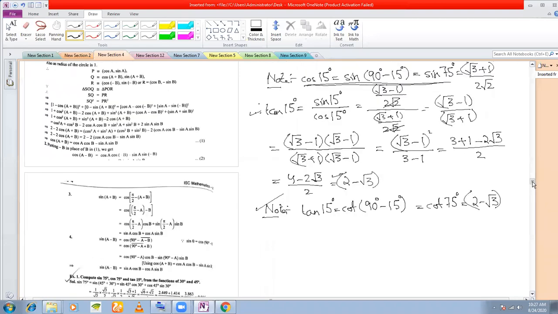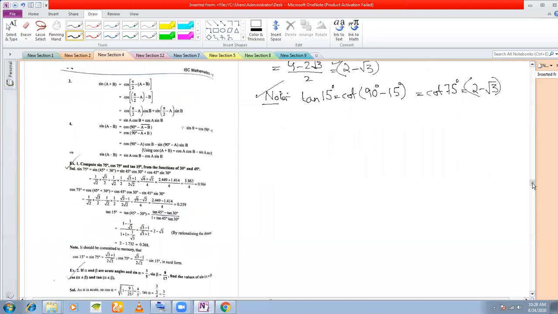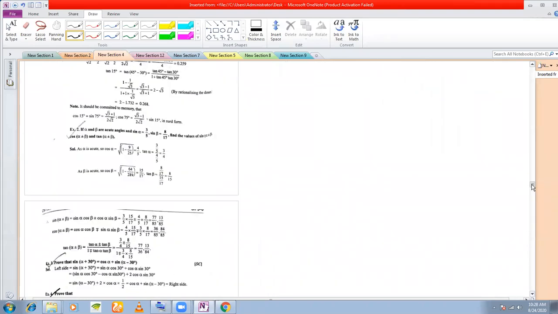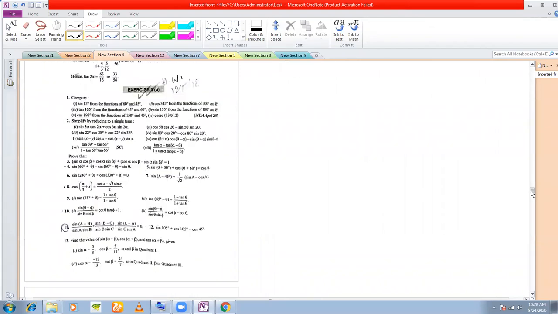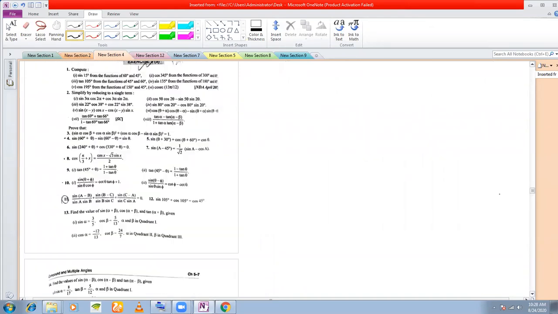So this is the most basic application of your compound angle formulas. Let's try some problems here. Let us try with 11. This is also a very basic problem. The problem here is prove that this is equal to 0. So we start from the left hand side.